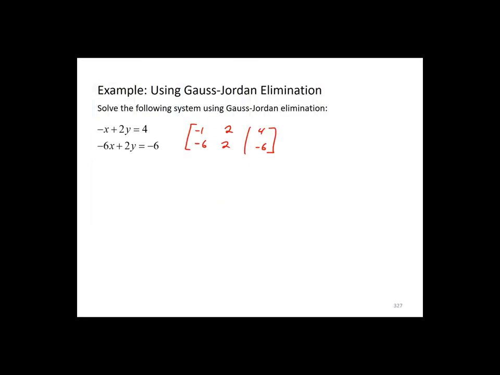So the reduced row echelon form of this matrix is in the first row 1, 0, 2, and in the second row 0, 1, 3. So again, this corresponds to x equals 2, y equals 3, or the ordered pair (2, 3).